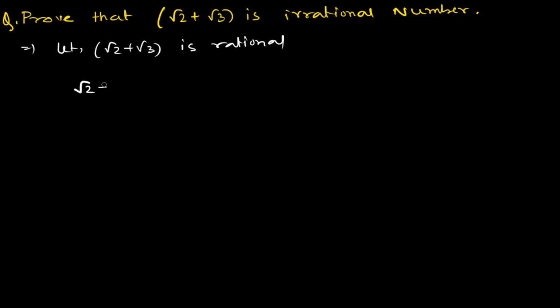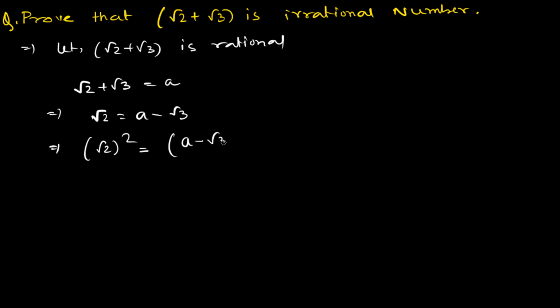Then we can take root 2 plus root 3 as a, where a is a rational number. Then we will try to get the value of root 2. So root 2 equals a minus root 3, and then we square both sides. So root 2 whole square equals a minus root 3 whole square. So 2 equals a square plus 3 minus 2a root 3.